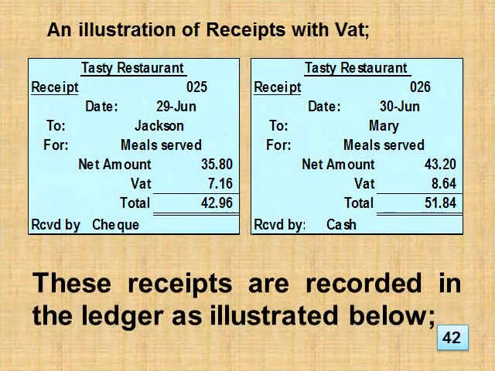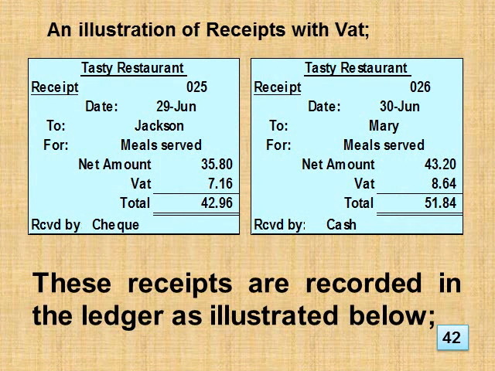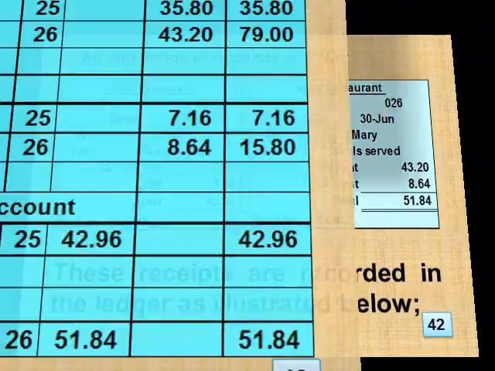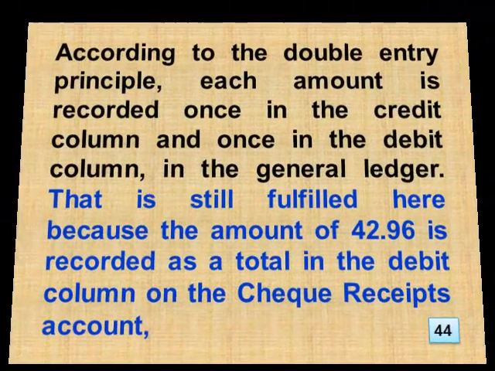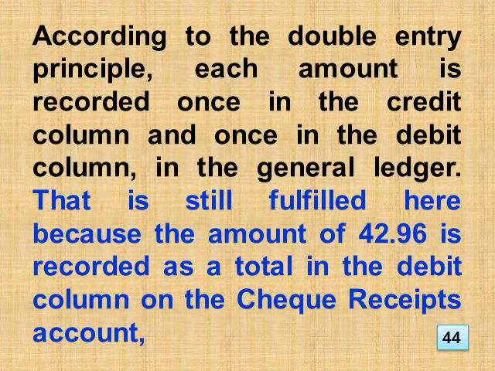An illustration of receipts with VAT. These receipts are recorded in the ledger as illustrated below. This slide has the 4 accounts illustrated. According to the double entry principle, each amount is recorded once in the credit column and once in the debit column, in the general ledger.